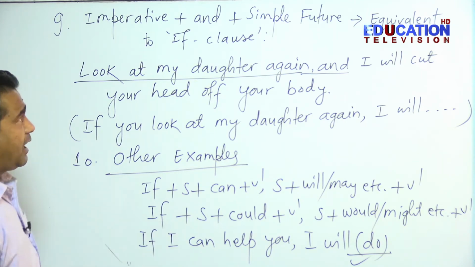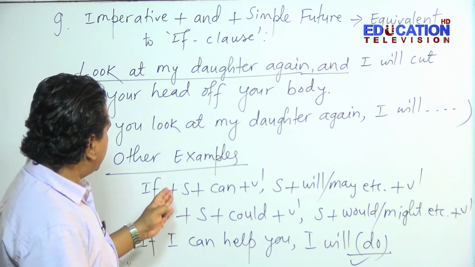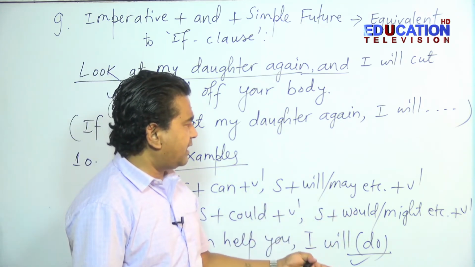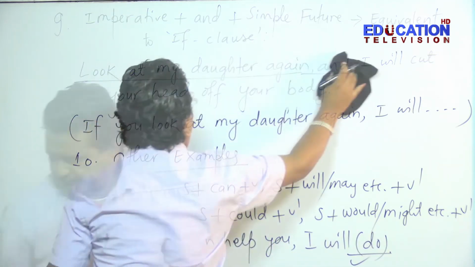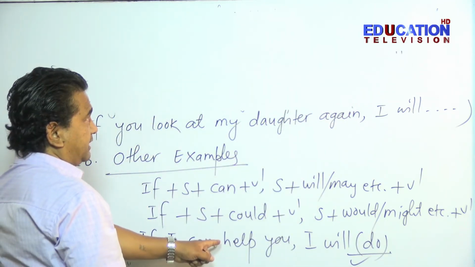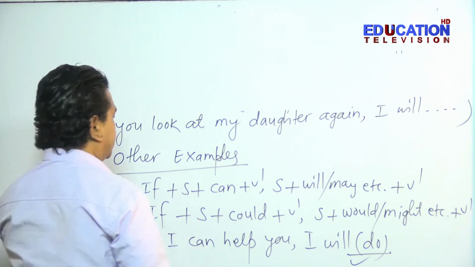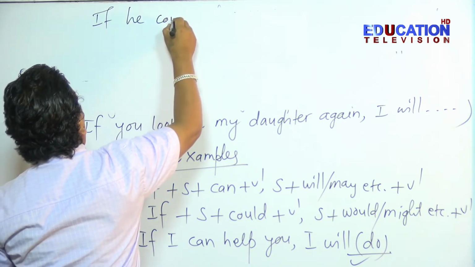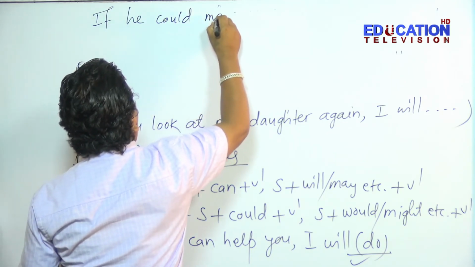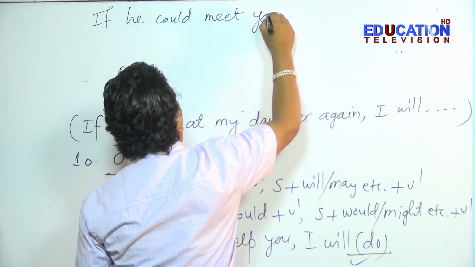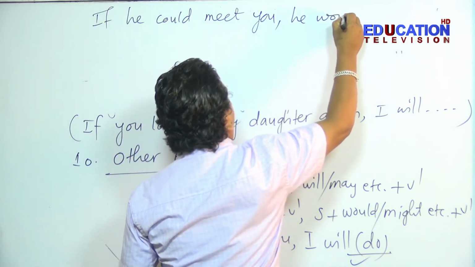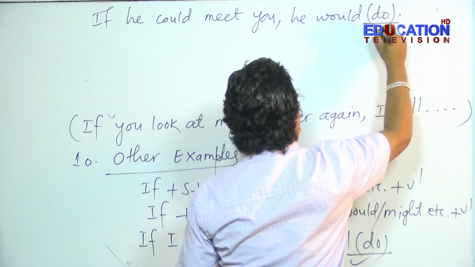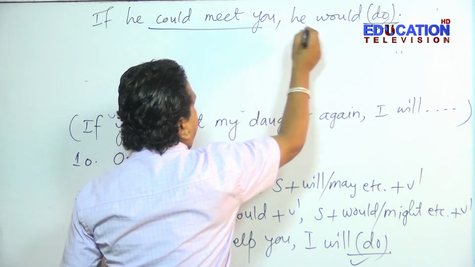If I could help you, I would do. If here is could, there should be would. If here is can, there should be will, may, etc. Sometimes even this verb is understood. If he can, he will help you. If he could meet you, he would meet. He would do. Sometimes this do is not written, you know. If he could meet you, he would do.